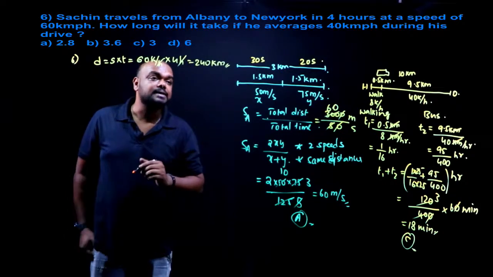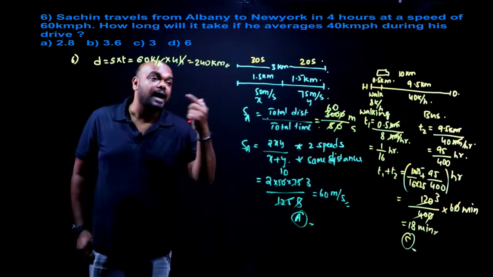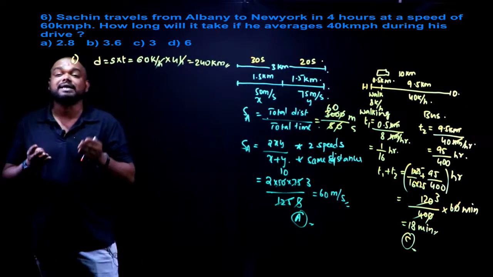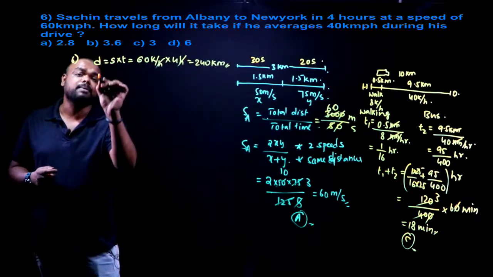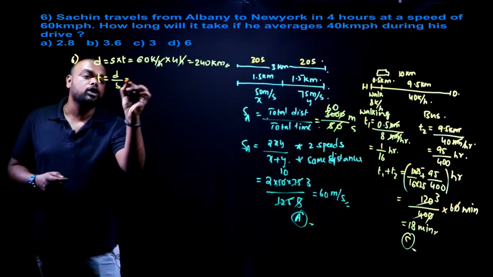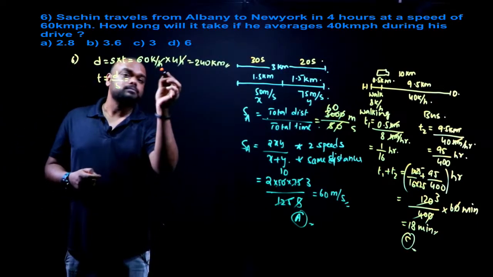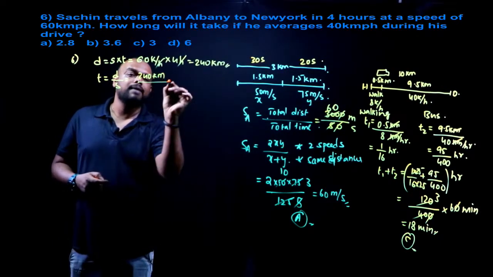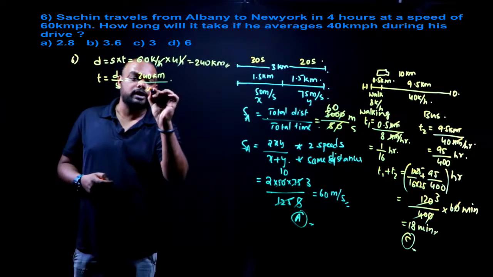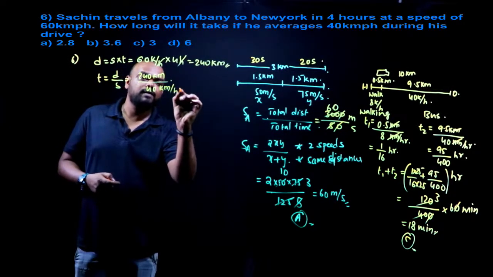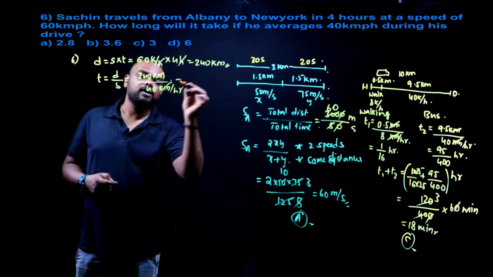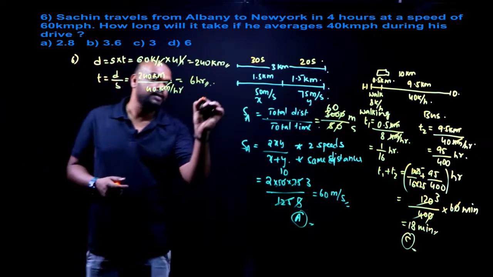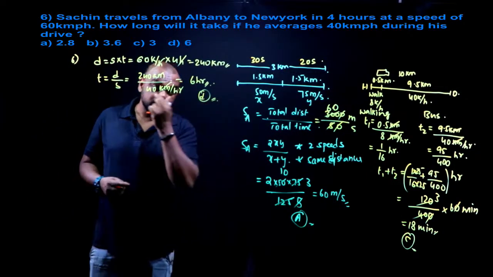Now, what is it telling? How long will it take if he averages 40 km per hour during the drive? What is the time taken? Time is distance by speed. We know the distance between Albany and New York is 240 km, divided by speed, 40 km per hour. Simple. He will take exactly 240 by 40, which is 6 hours. Check out, do we have the option? Option D. That must be my answer. So this is one way.